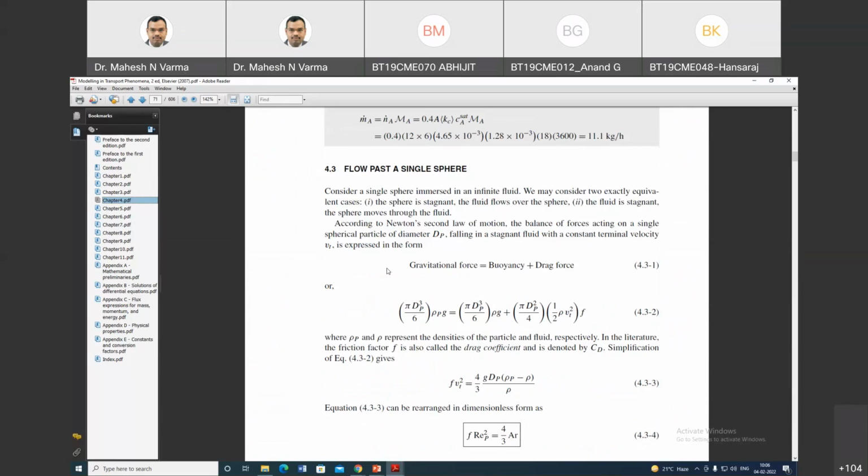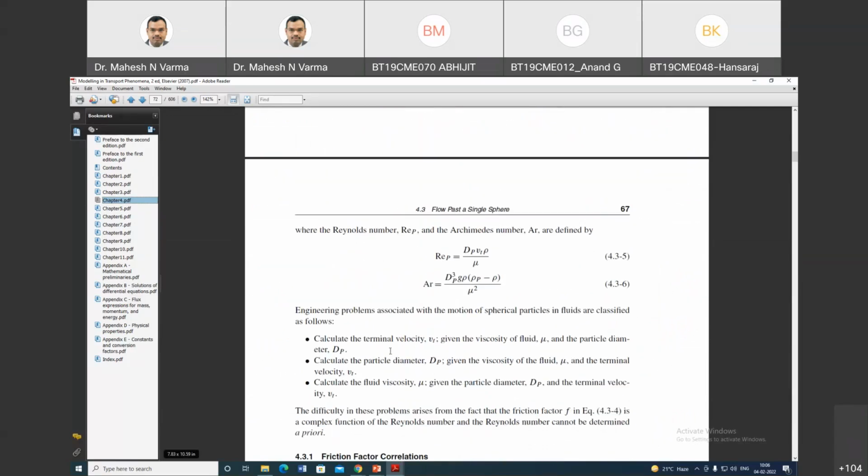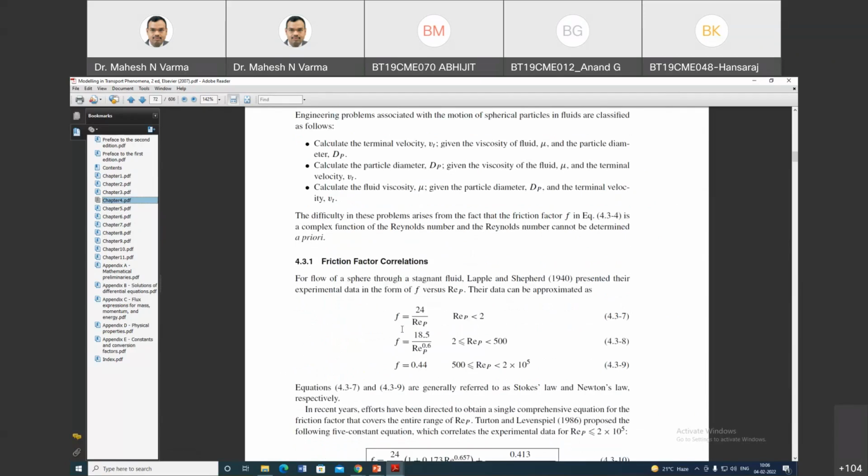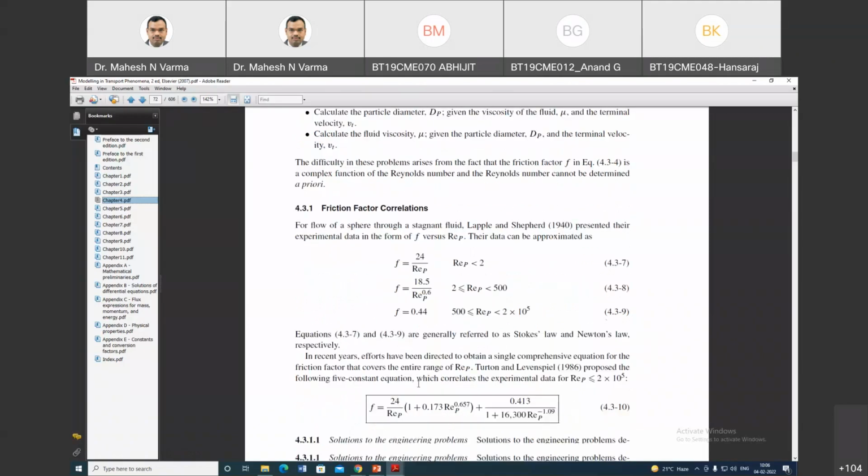As such, no fundamental derivation is given. Direct equations are given, and you need not worry about that because these are all experimentally fitted equations. There is no logic behind this. Why is this Reynolds number between 2 and 500? Why is it not between 2 and 10,000? Why does the equation change after this? They observed the experimental data and tried to fit the data in a form.